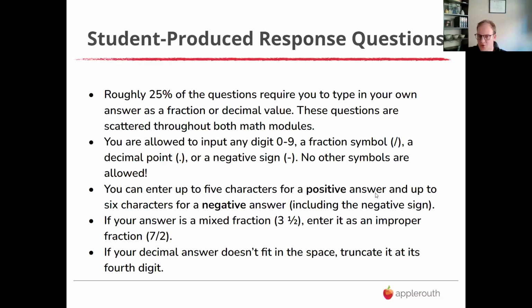Most of the questions are multiple choice, but about a quarter will be grid-ins for your response. That's not that different from old tests, except that you can grid in a negative number now. That didn't used to be the case. And you can grid in up to 5 digits, or 6 with a negative. It used to be 4.